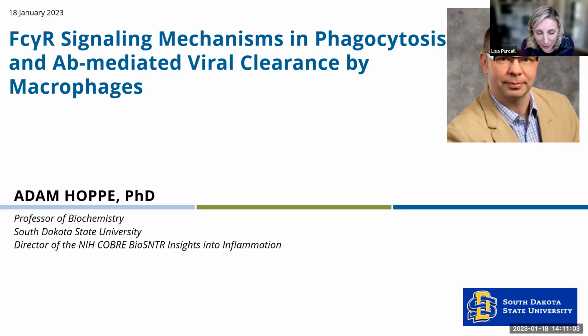He has a PhD in biophysics in FRET microscopy, super cool, at the University of Michigan. He completed his postdoc in FRET microscopy and FRET algorithms at the University of Michigan, and did a senior postdoc in 4D FRET microscopy at Pasteur. His lab's main research areas are the growth, function, and differentiation of macrophages, and the development of new methods for imaging biochemical events within living cells. Today, Adam's going to be talking about FcγR receptor signaling mechanisms in phagocytosis and antibody-mediated viral clearance by macrophages. So welcome to you both.